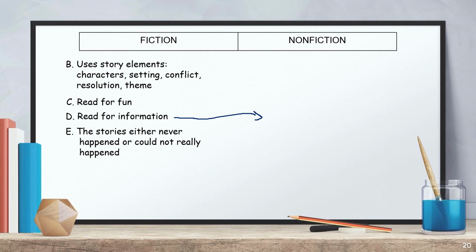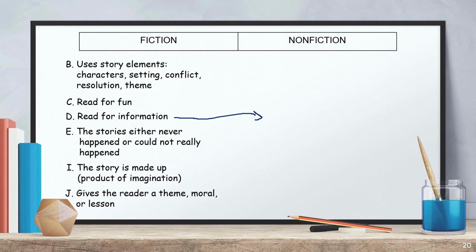And then the stories either never happened or could not really happen. That is for fiction. The story is made up or a product of imagination. That is again fiction. And then for letter J, it gives the reader a theme, moral, or lesson.